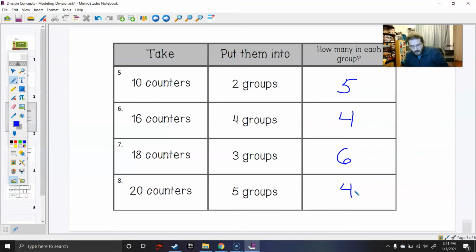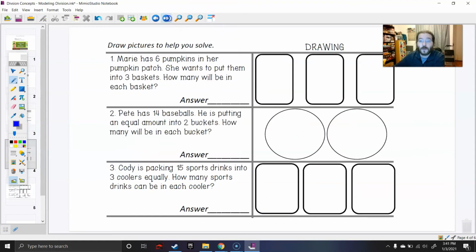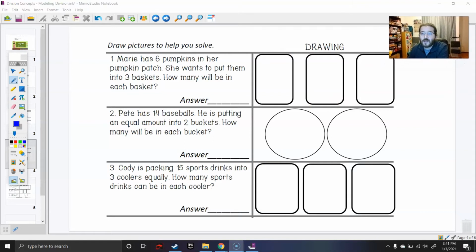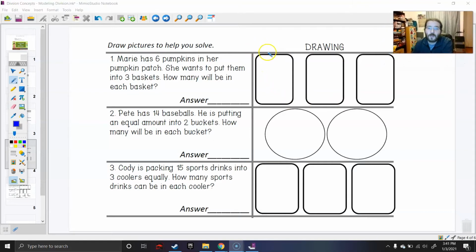So what you probably notice is that when we divide something, we have to put it into equal groups, right? So let's take a look at some other ways that we can represent that. All right. So we're going to use these spaces as our separate groups, or our equal groups, to help us solve.